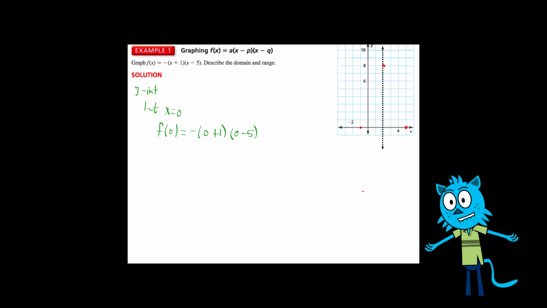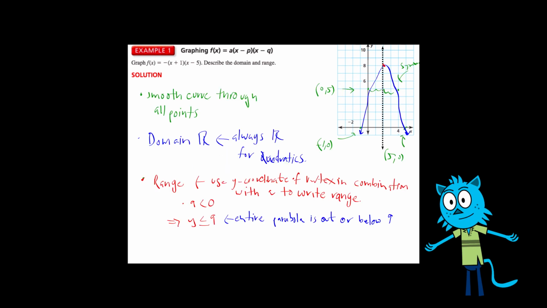So what we have is f of 0 is equal to, and then substitute the zeros wherever you see an x, do a little bit of math, and what you get is 5. So f of 0 is equal to 5. What that tells us is that's where it crosses the y-axis. So now what we would do is plot that point as well, (0, 5). The next step is a smooth curve right through all those points.